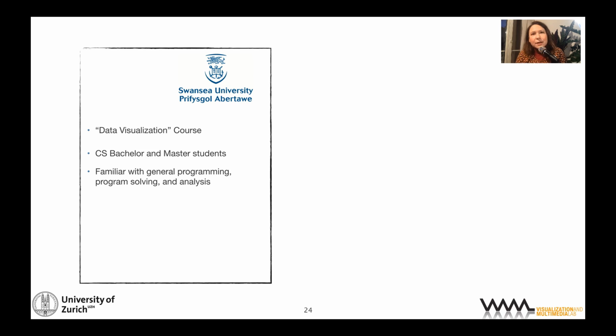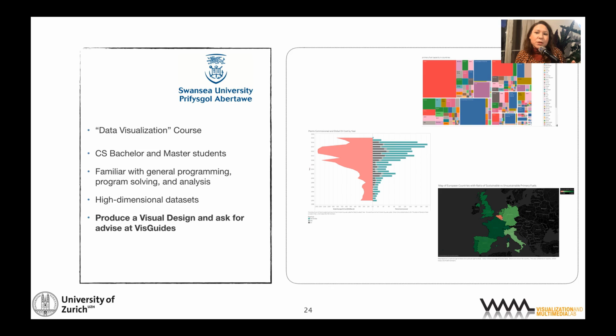In the first pilot at Swansea, students were instructed to select among several high-dimensional datasets and produce a visual design. Then they were asked to post a screenshot of their visual designs and a question to VisGuides to ask for advice and feedback. In the second intervention, students were instructed to use a particular high-dimensional dataset and produce a visual design. Then they were also asked to submit a screenshot of their designs and ask for advice at VisGuides.